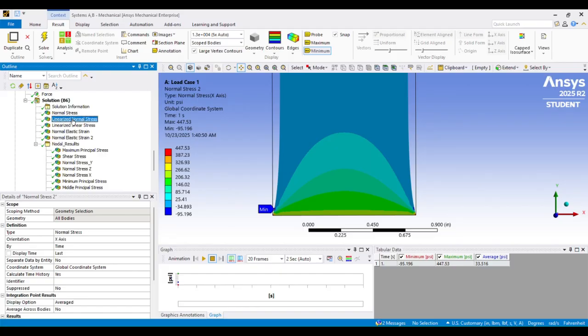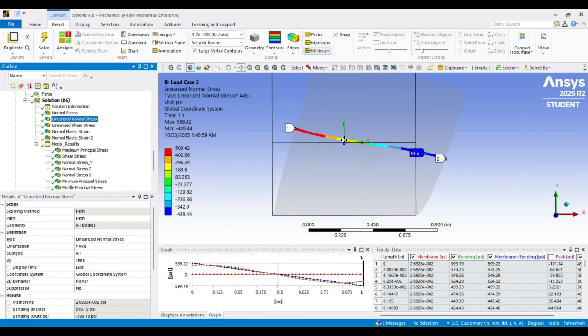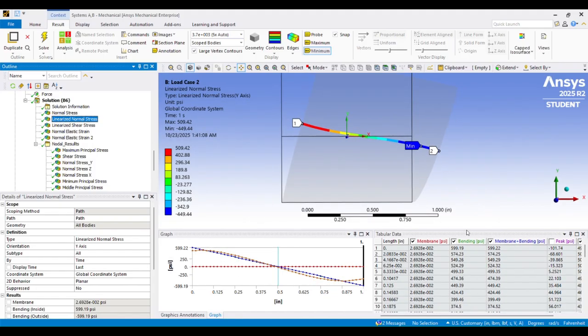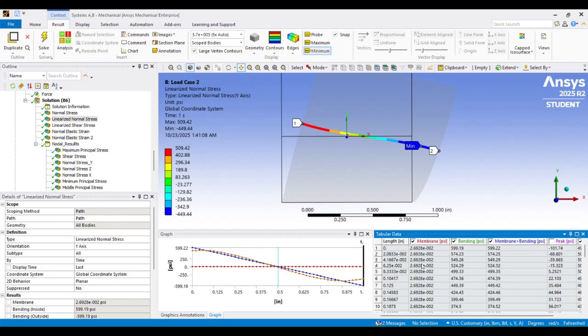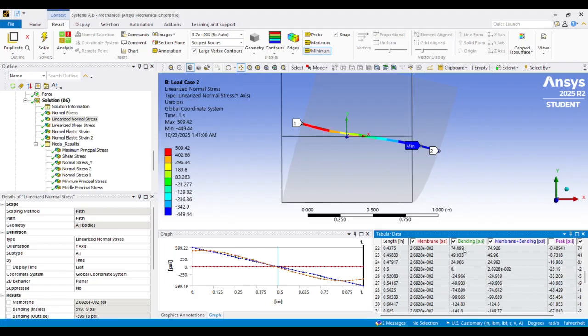I did a linearized normal stress in the y direction. And you see here, if you go over to the calculation that ANSYS does, there's almost no membrane stress, very small, and it's all bending. And the bending stress does go to zero at the neutral axis. So the path would go to 0.5 inches, which is where the neutral axis is.